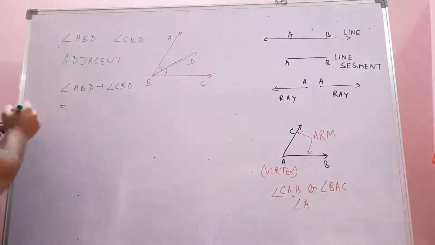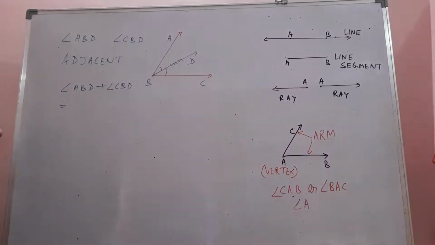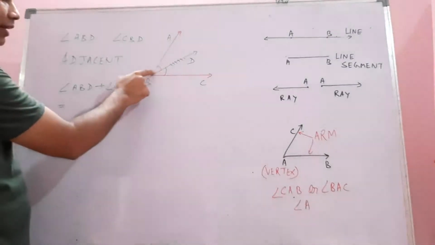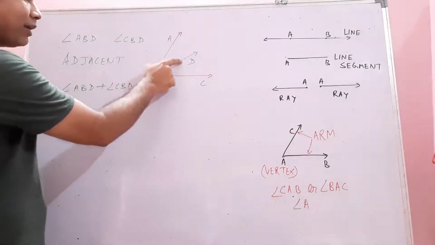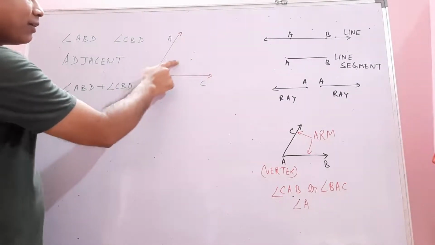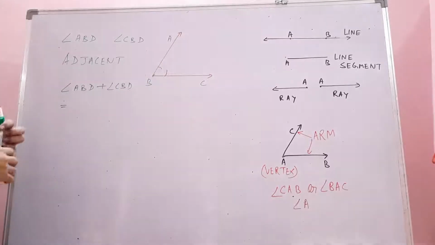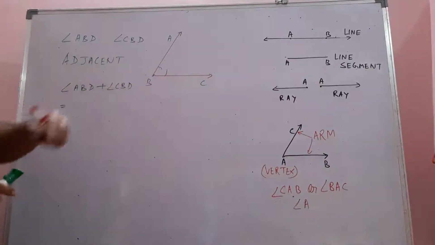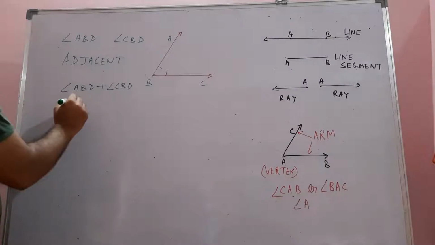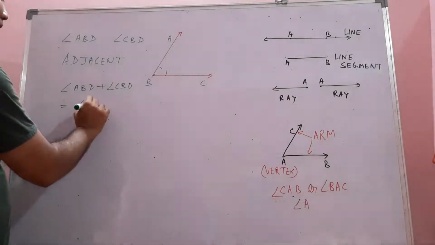Then what will be the answer? What is the resultant angle? So when you add two adjacent angles, you simply remove their common arm. Then whatever angle you can see now in the figure, that is the sum. That means the angle is now ABC.